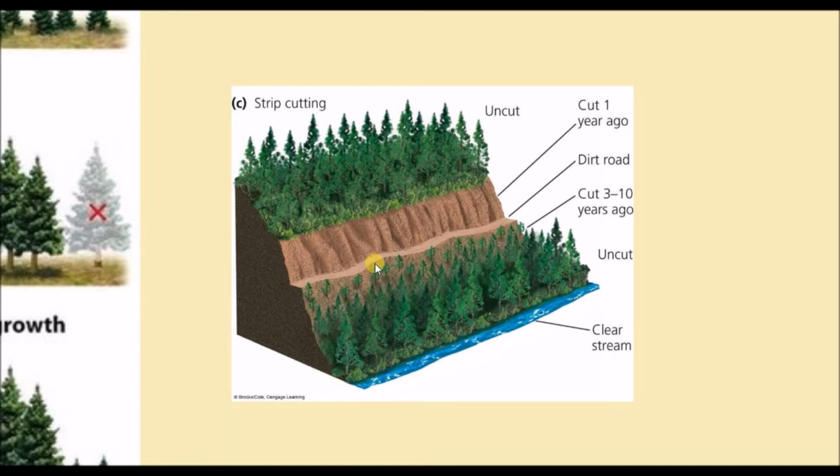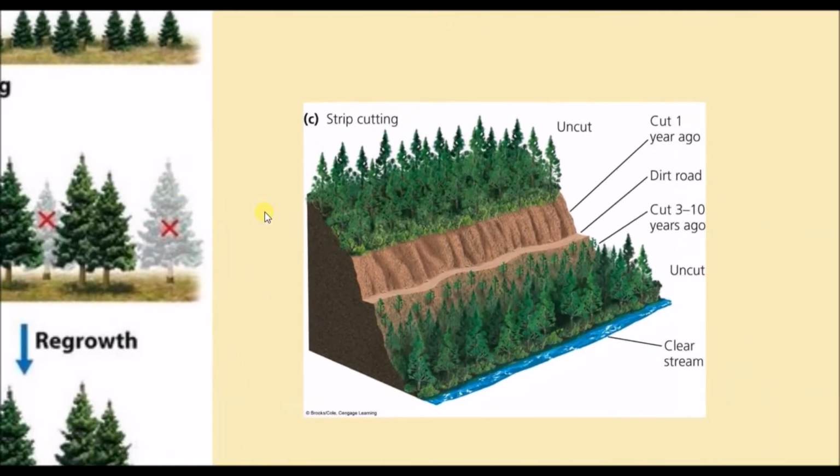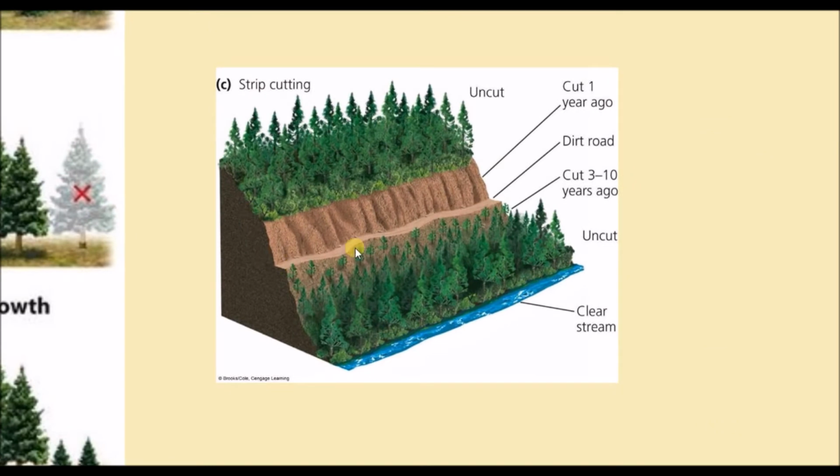So strip cutting is where the logging company comes in and they take apart one part of the area and they leave other parts intact, and then wait for years and years and years, and then go to another section near that area and then wait years. They kind of do this rotational cutting. So strip cutting, like here shown in this diagram, is where they cut down everything. So it's kind of like clear cutting, but they're only choosing small sections of the forest.